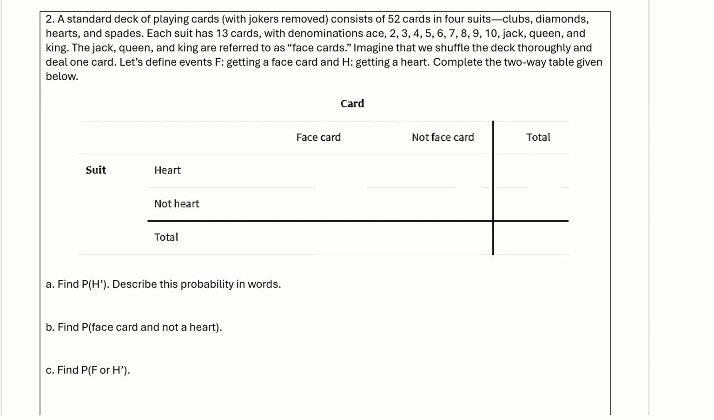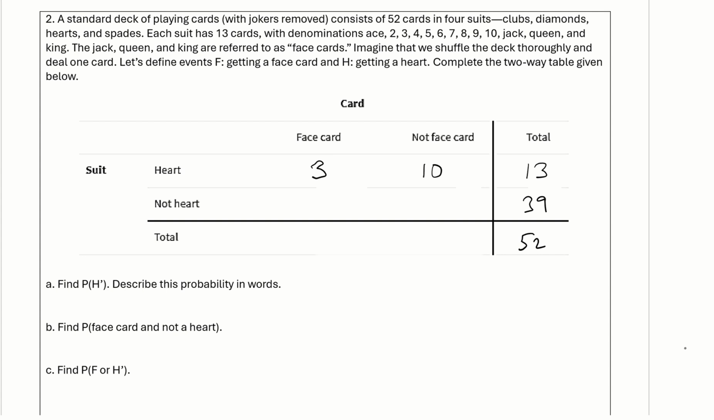How many hearts are there? Well, there's 52 cards and 4 suits, so 52 divided by 4 is 13 heart cards. And then there's 52 cards in total, so this is 39 non-heart cards. There's 3 face cards per suit, so 3 face cards that are hearts. That means there's 10 non-face cards, so ace, and then 2 through 10.